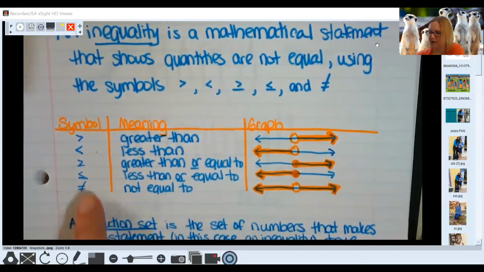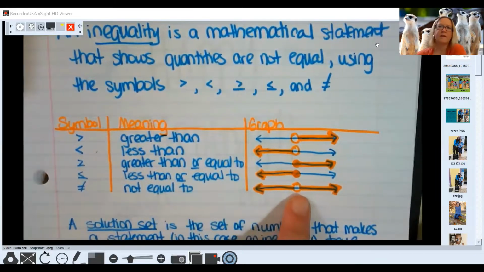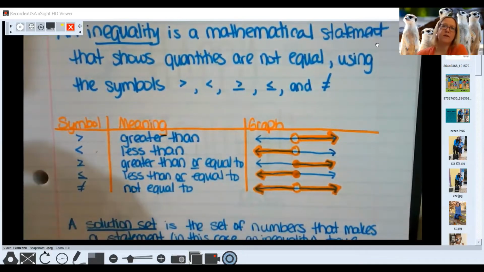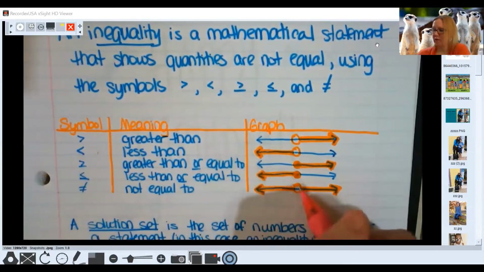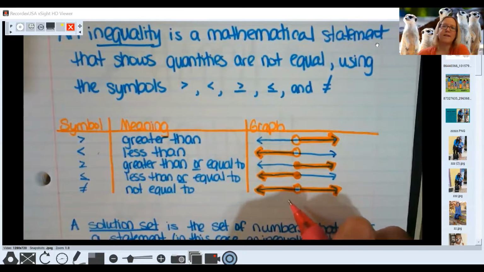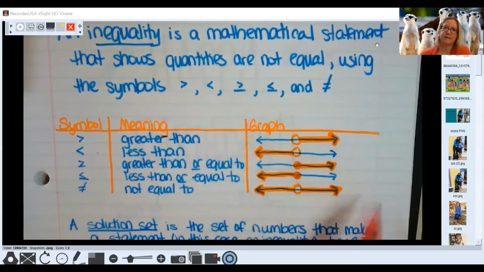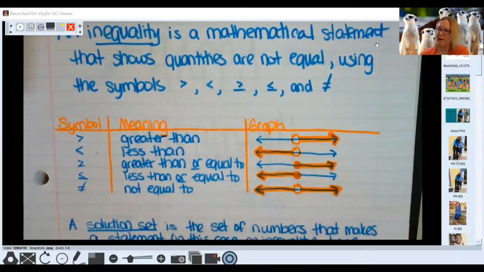Okay, and then not equal to, it's just equal with a slash, so it's kind of self-explanatory. It just means it can be any value except for that number. So when you graph it on a number line, it's an open circle, again, indicating that that number is not the solution. But it's saying it can be anything else. So you would shade both less and greater, so left and right.